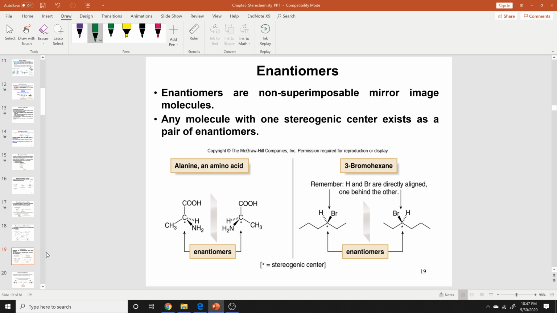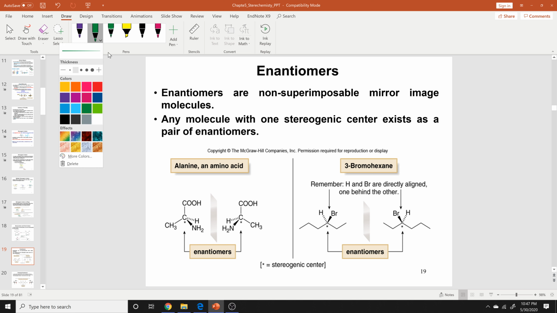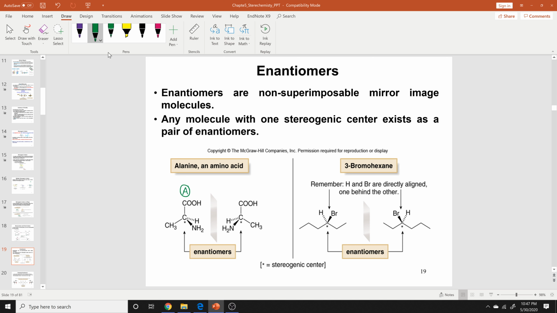So these enantiomers, let's label those enantiomer A and enantiomer B. Enantiomer A and enantiomer B, so these two molecules are mirror images of each other, and they differ around the rotation of the chiral center in space.